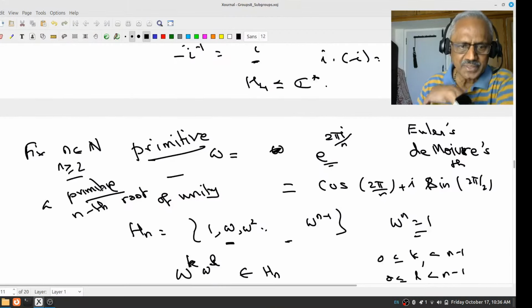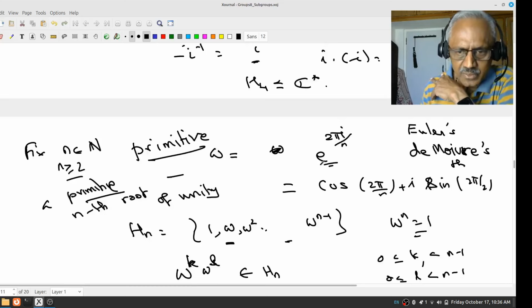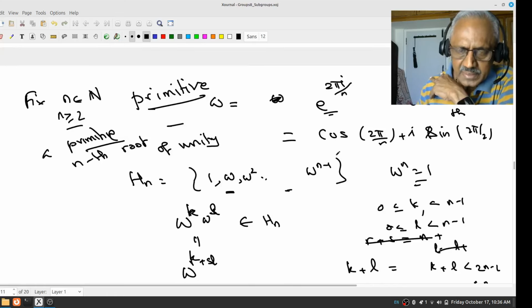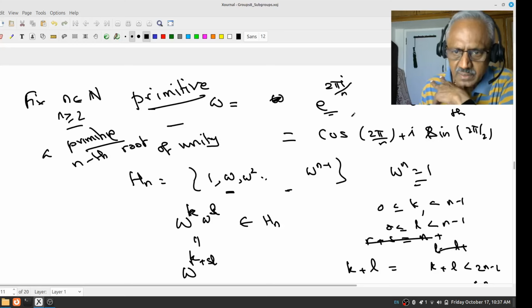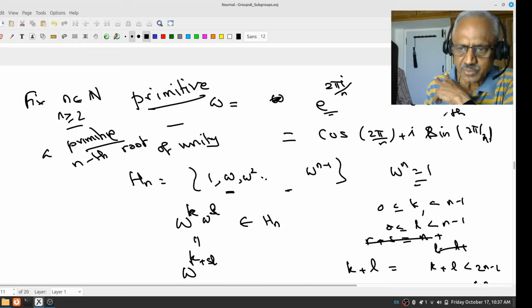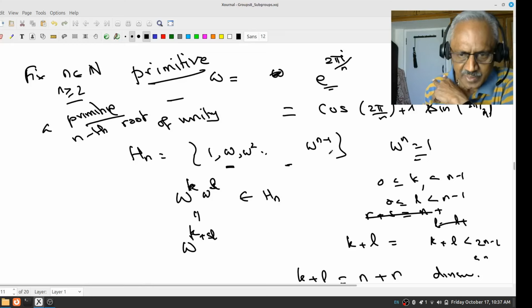So what we do is, for each natural number n greater than or equal to 2, we will define a primitive nth root of unity by omega equal to e power 2 pi i by n. I hope that all of you have learned this in 12th standard. This is the same, using Euler's identity, as cos of 2 pi by n plus i times sine of 2 pi by n. You can use De Moivre's theorem. Now what are the elements of Hn? The elements are 1, omega, omega squared, up to omega to the power n minus 1.